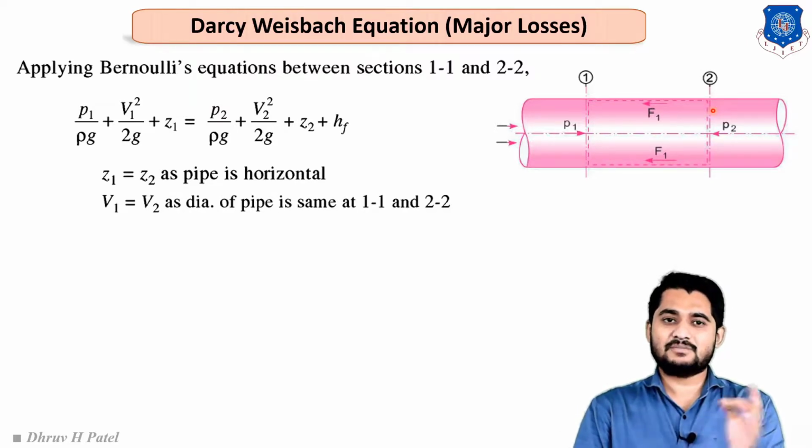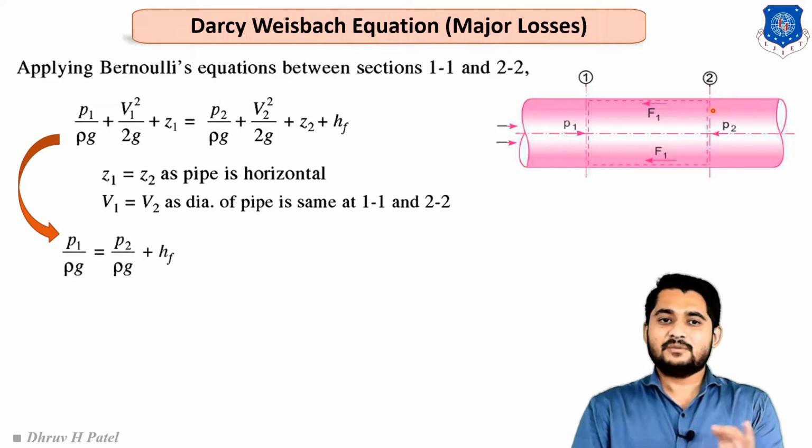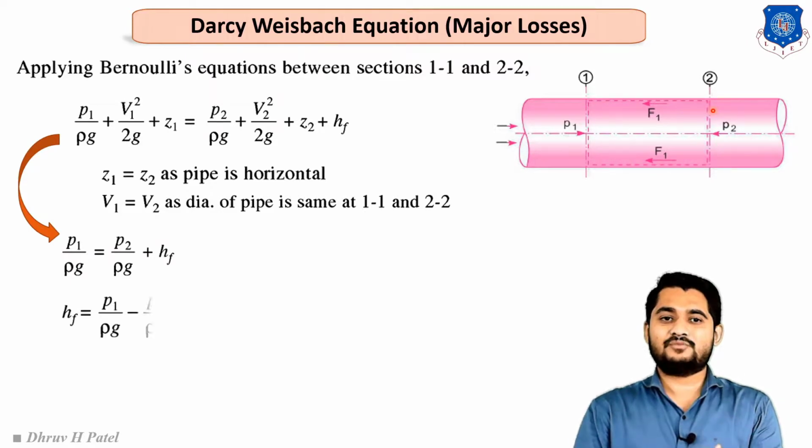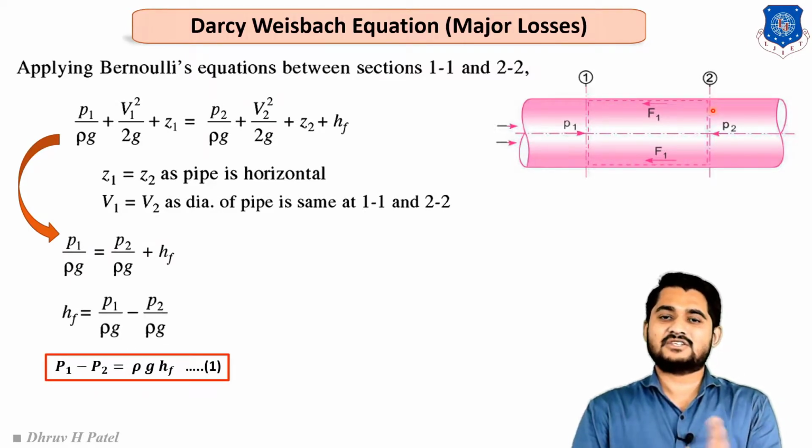So from the simplification, Z1 and Z2 got cancelled and V1 and V2 got cancelled. So our equation will be P1 by rho g is equal to P2 by rho g plus hf. From this equation, we can find the value of P1 minus P2, that is our equation number 1.